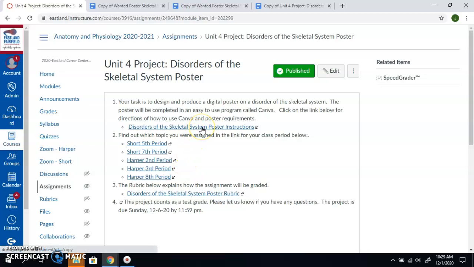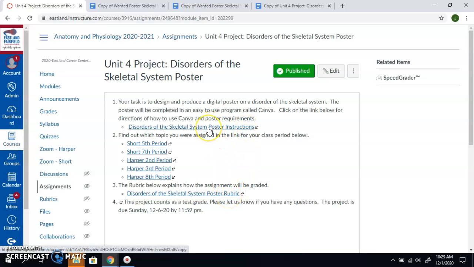Right here you've got instructions, I'll show you those in a minute. Right here you're going to figure out what your assigned project is going to be on. Maybe it's on a particular type of fracture, or maybe it's on osteomyelitis dissecans, something like that. You'll find that in this area right here. And then right down here, you've got a rubric. You're going to see similarities between the instructions and the rubric, and I'll get to that in just a minute.